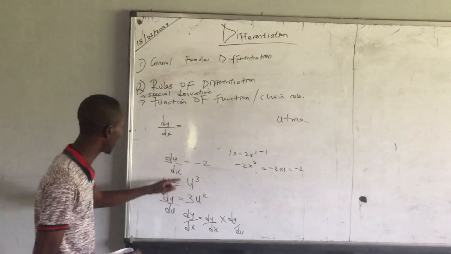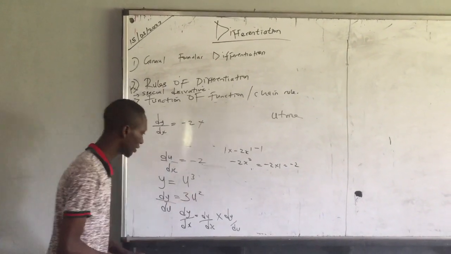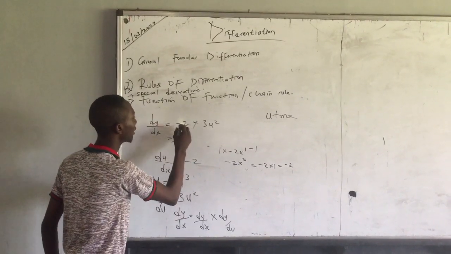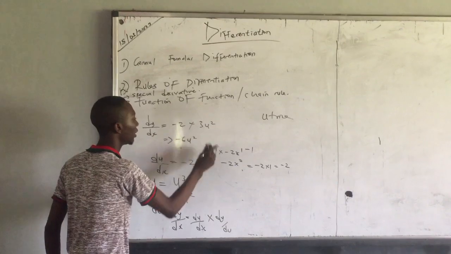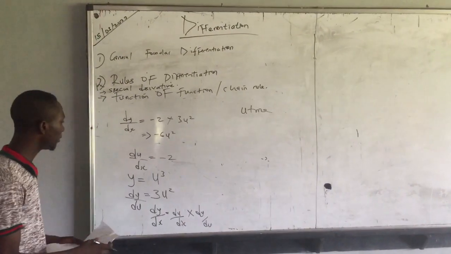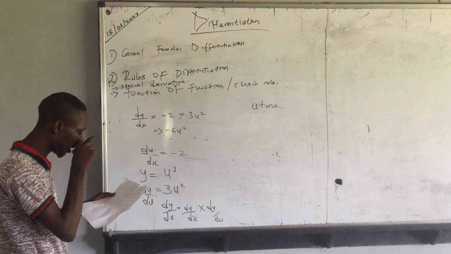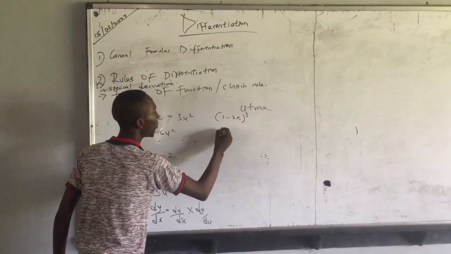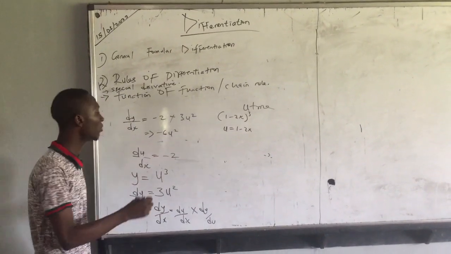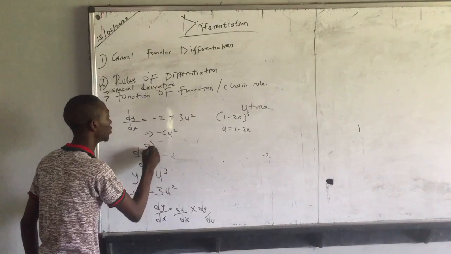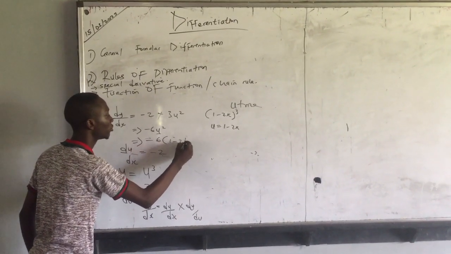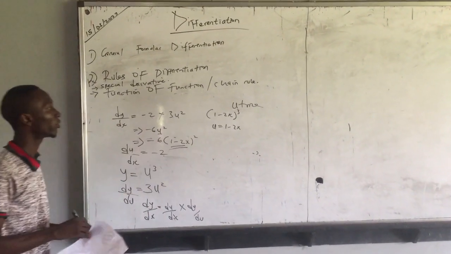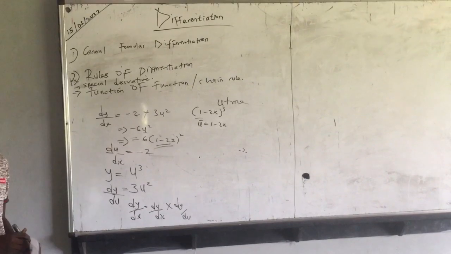du/dx is now what? du/dx is minus 2, times dy/du, which is now 3u squared. So therefore our final answer will be minus 2 times 3, which is what? Minus 6u squared. Now what do we represent as our u? Remember that the equation we are solving for is 1 minus 2x cubed. So our u is 1 minus 2x. So anywhere we see u, we'll put 1 minus 2x. Therefore my answer will become minus 6 times (1 minus 2x) squared. So this is my final answer for this question.